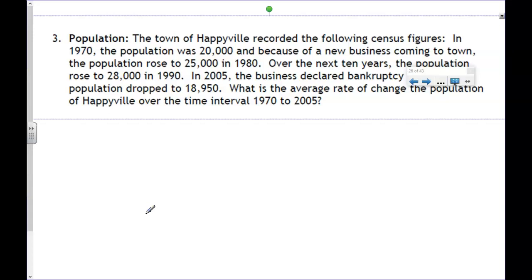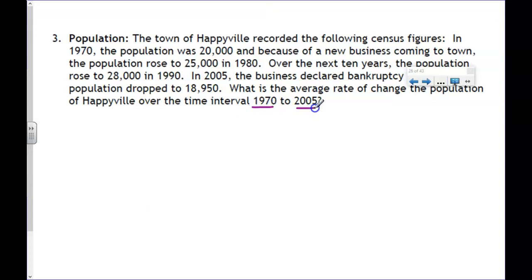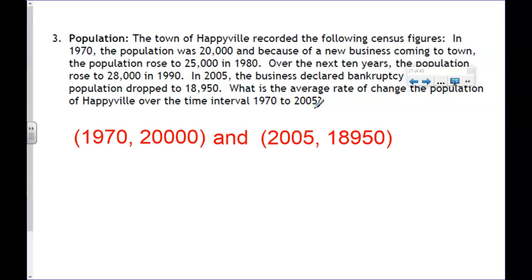What is the average rate of change for the population of Happyville over the time interval of 1970 to 2005? There's a lot of years going on here, but all I care about is 1970 to 2005. So we want to look at those 2 years: 1970 and 20,000, and then 2005 and 18,950. Just keep in mind, guys, we're trying to figure out the change of y over the change of x. That's the difference of the y's over the difference of the x's.